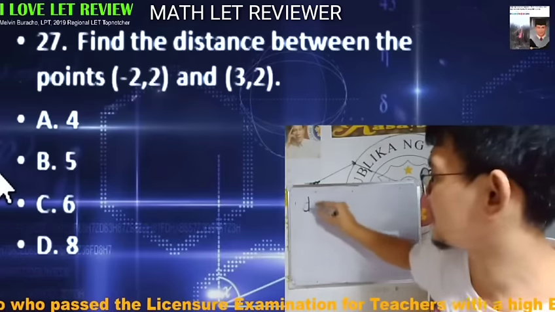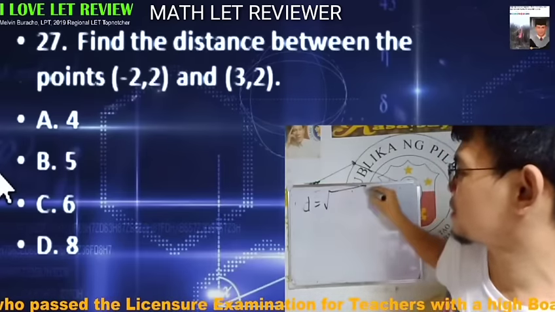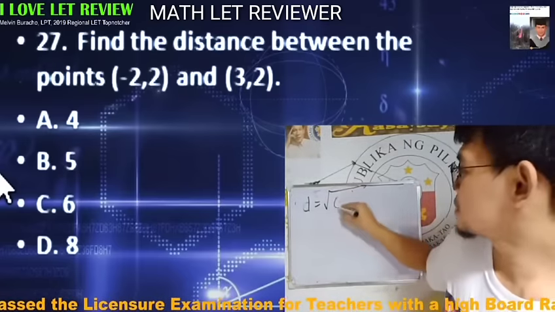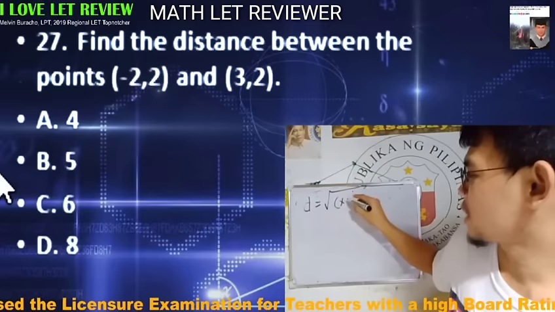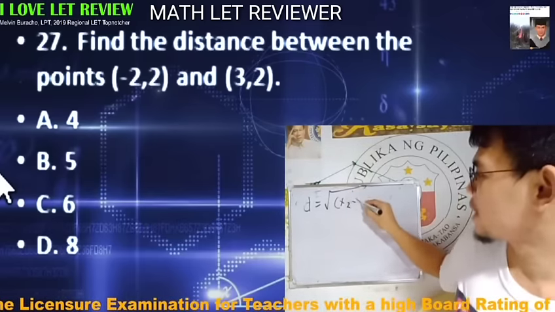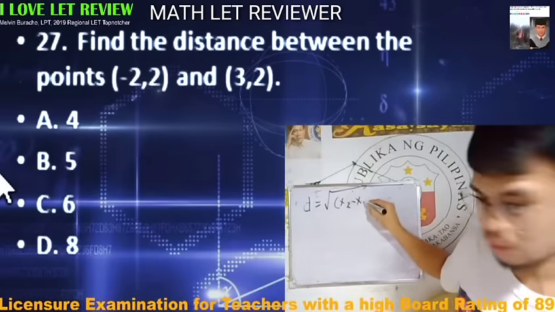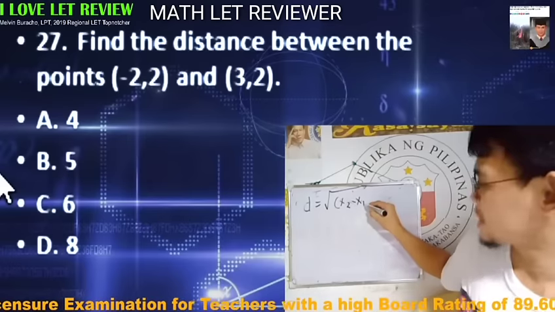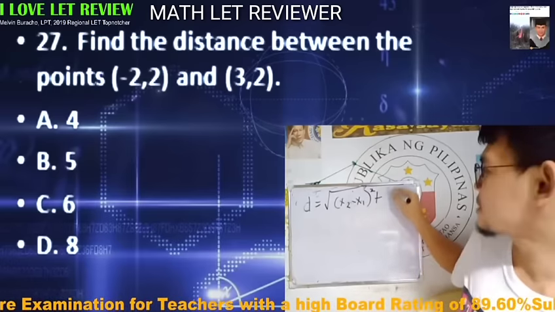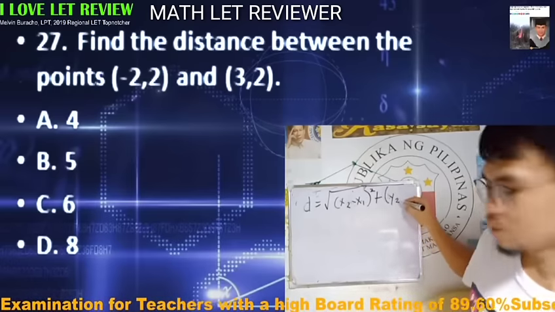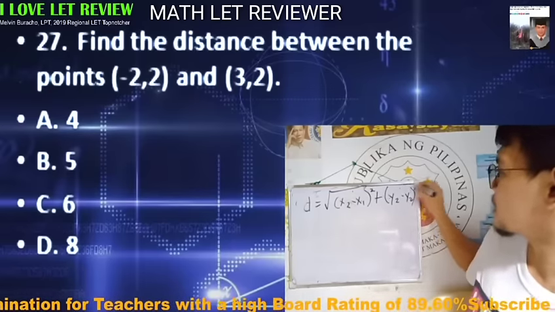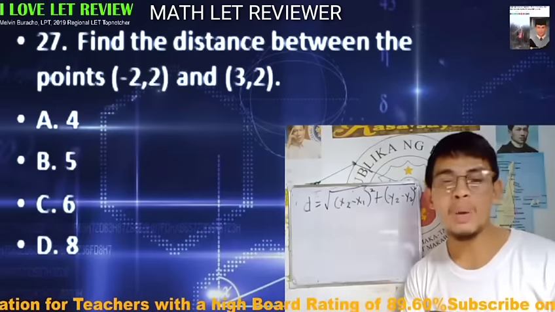Okay, distance equals the square root of, okay, medyo mahaba-haba po ito, ha? Square root of the quantity of x sub 2 minus x sub 1 square plus y sub 2 minus y sub 1 square. Okay. Ito po yung formula. Now, what are the given?